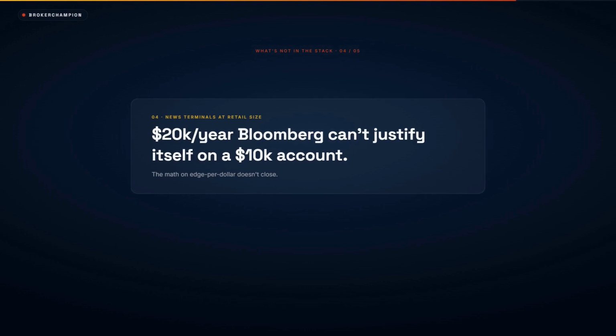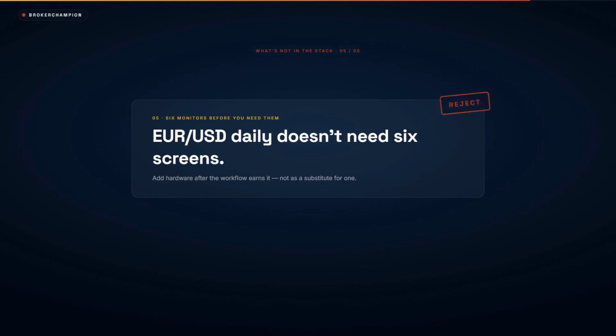News terminals at retail size. A $20,000 a year Bloomberg cannot generate enough edge on a $10,000 account to justify itself. And 6 monitors before you need them. 6 screens are not required to swing trade Euro-US dollar on a daily chart.